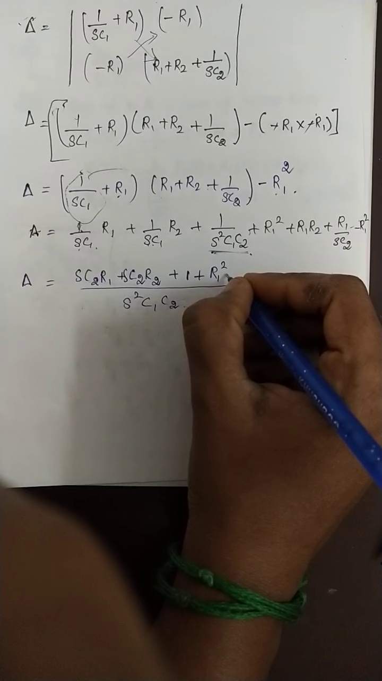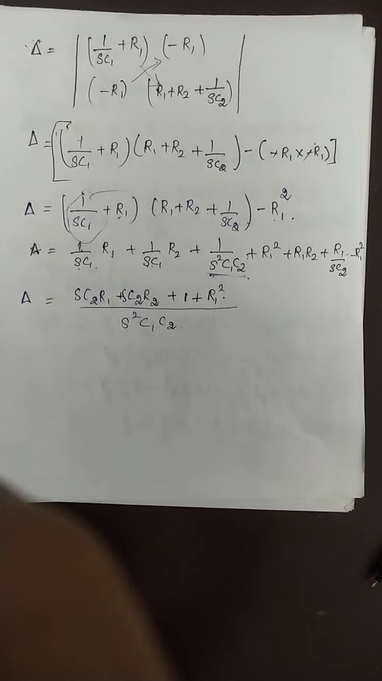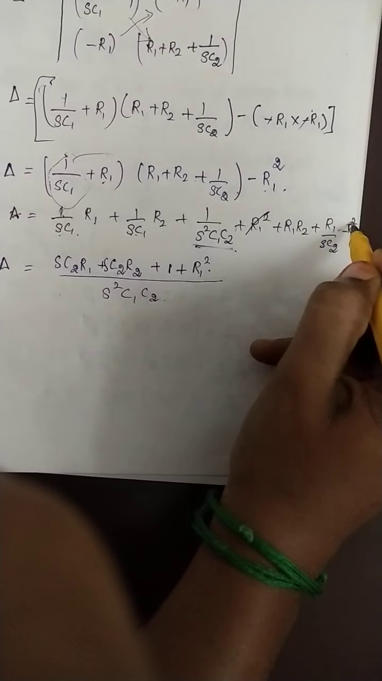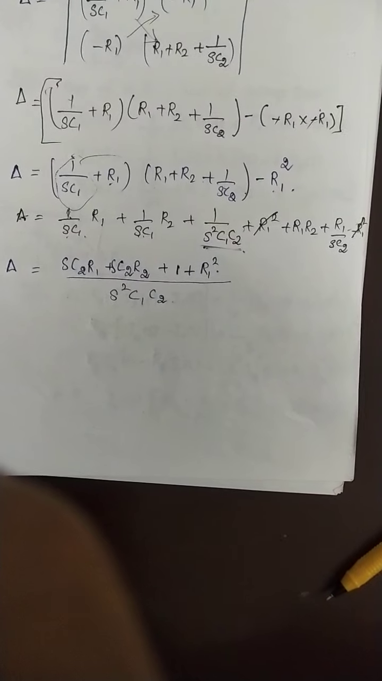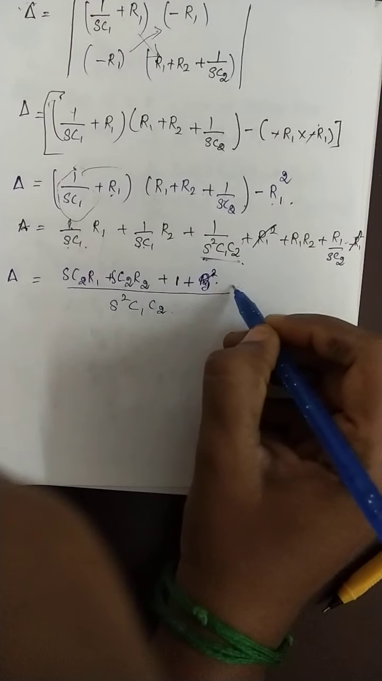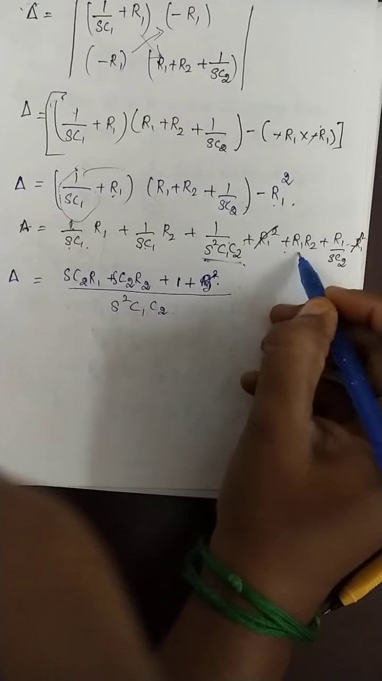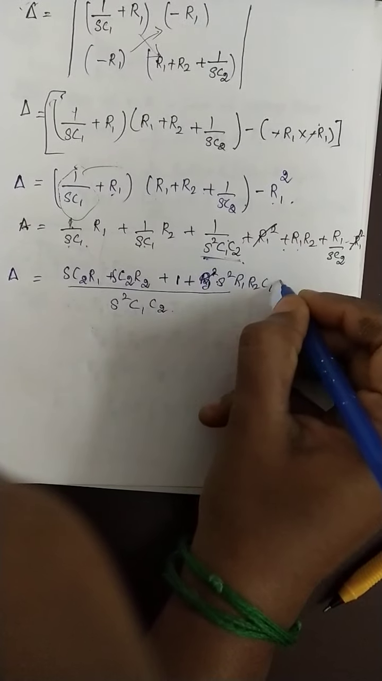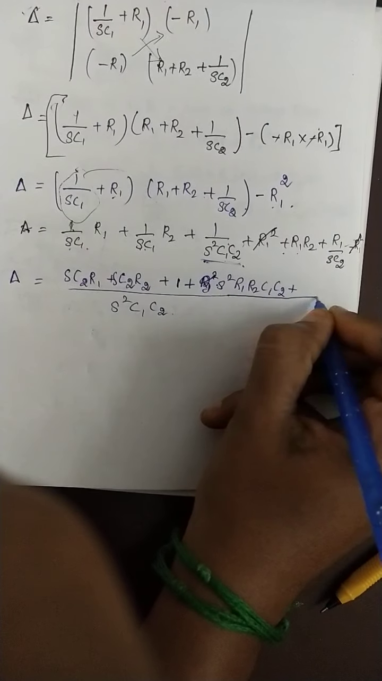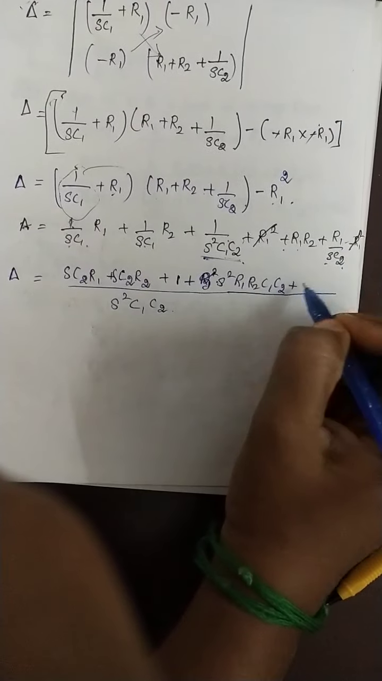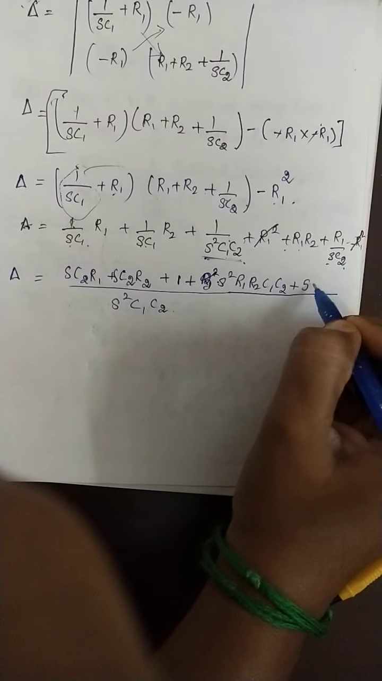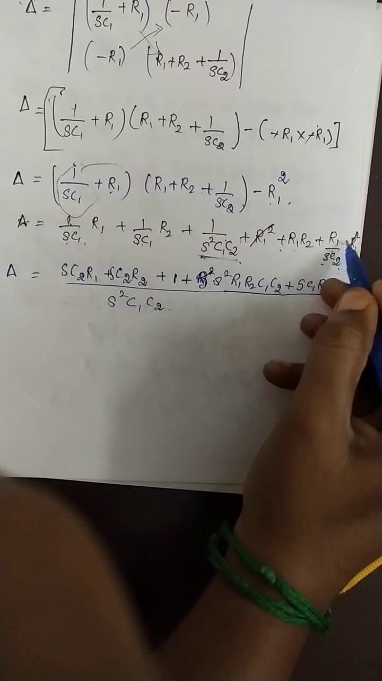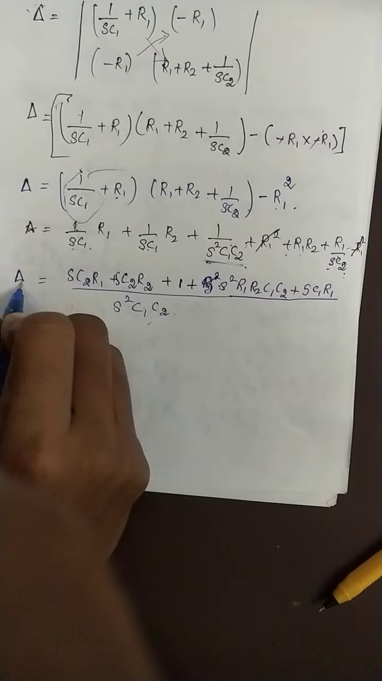into, simply you cancel this plus R1 squared and minus R1 squared. So here no R1 squared is coming. So plus 1 here R1 R2. So S squared R1 R2 C1 C2 plus here SC2 is there. So yes, then C1 R1. Yes, C1 R1. So that's it. Here you are finding this delta value.